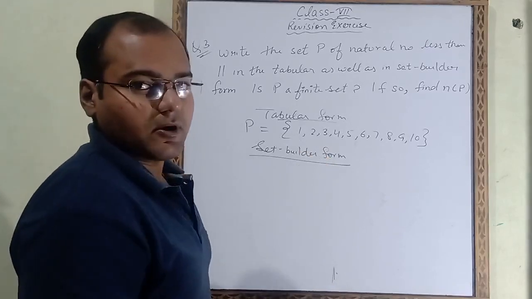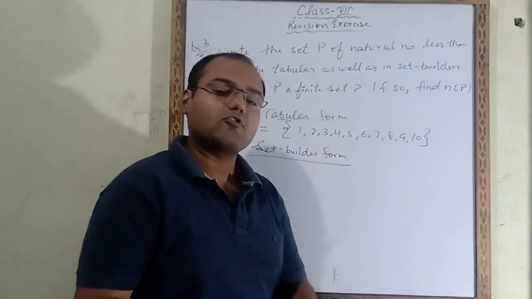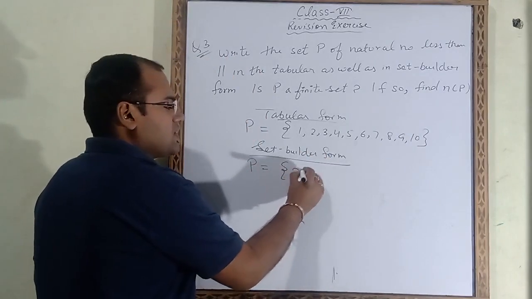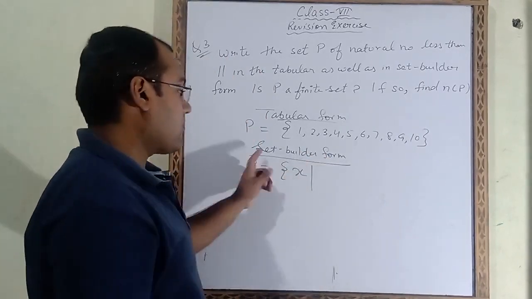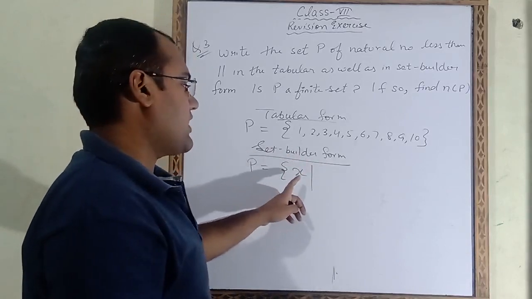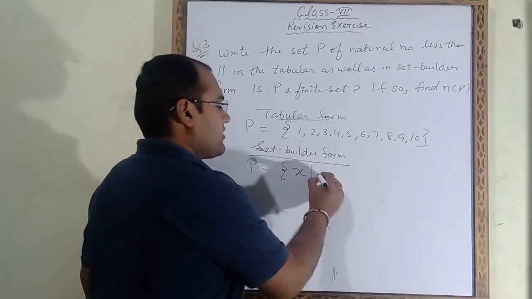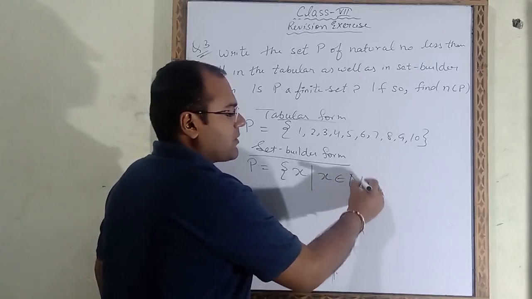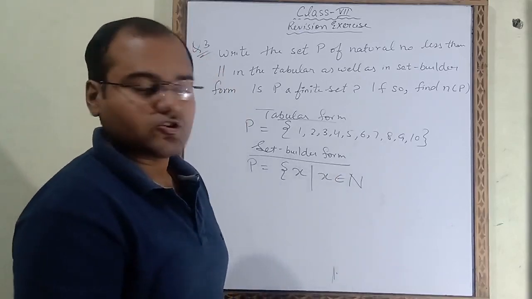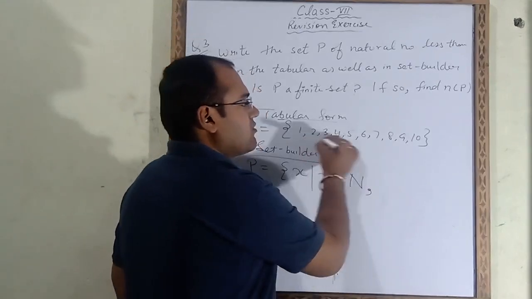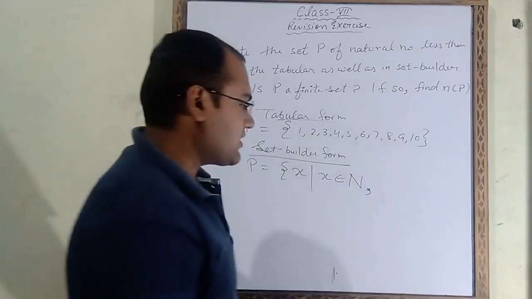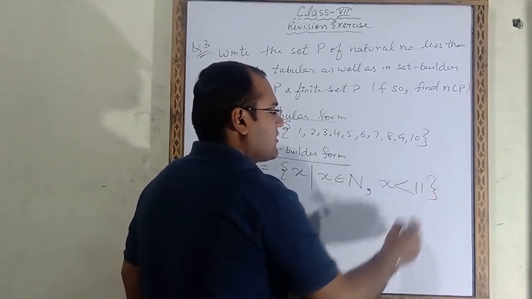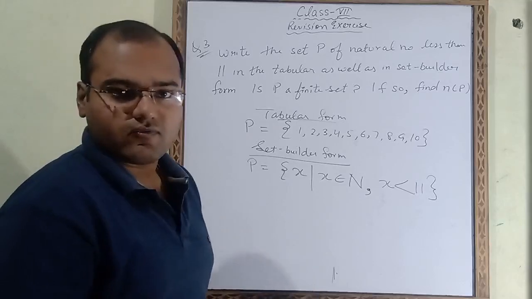Now we will write the set builder form. In set builder form, what do we have to do? We have to write the common property of the P set. The format for set builder form is: first of all we write x such that, and then what are these x? These x all belong to capital N. Capital N means natural numbers, and all these values are less than 11. That means x values are less than 11. So this is the set builder form.